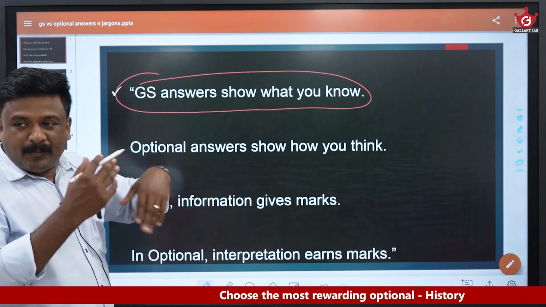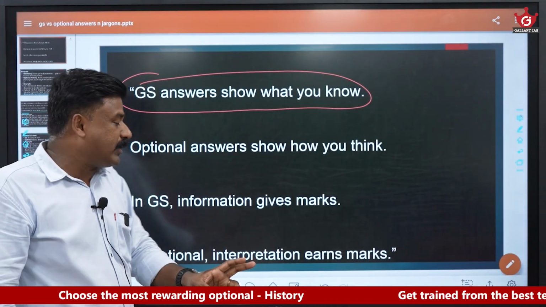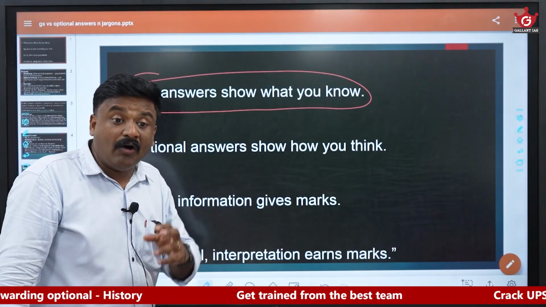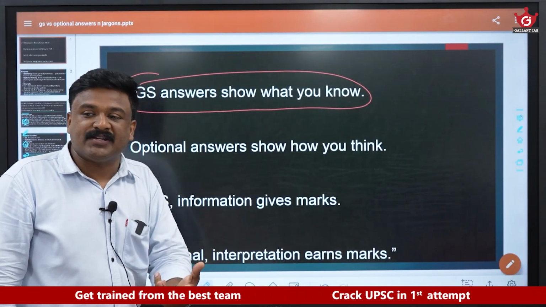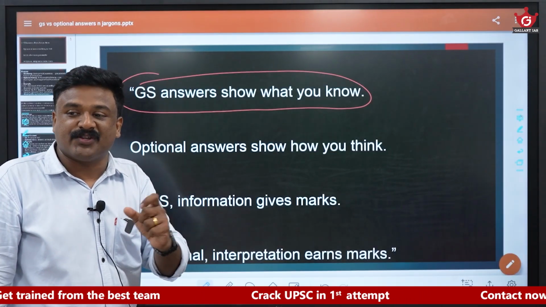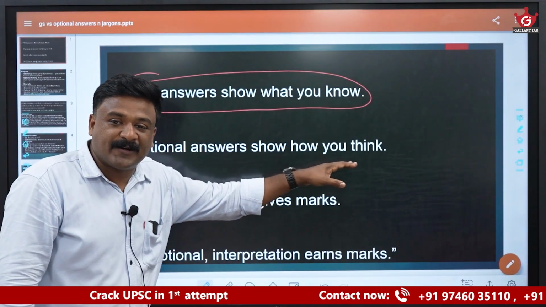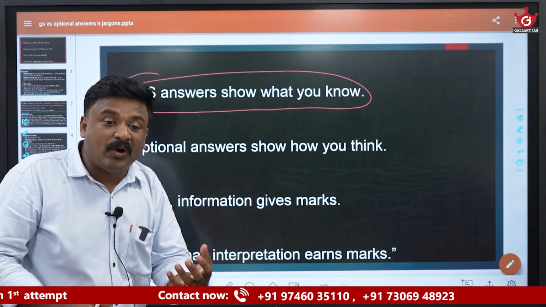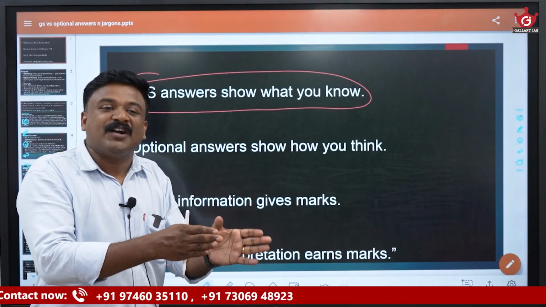Okay, no more interpretations, no historians' interpretations, debates, nothing is required. But coming to the optional answer, it shows how you think, how you interpret an event, how you interpret an issue, how you understand an issue like an expert or like a historian. Okay, a much deeper analysis is required here. A deeper understanding is required. You must show the examiner you have a deeper understanding of that particular issue or topic.